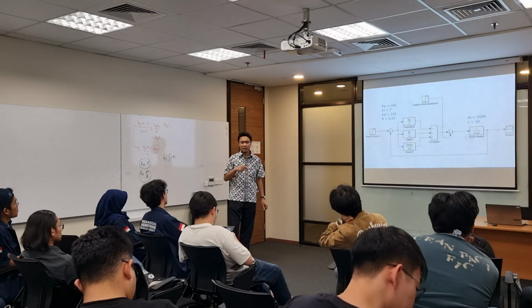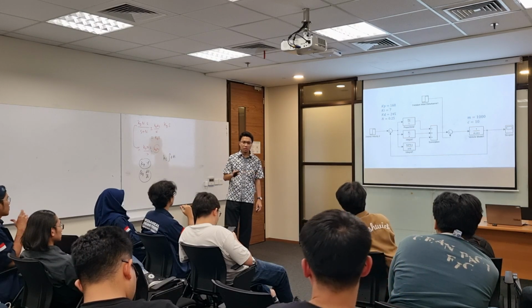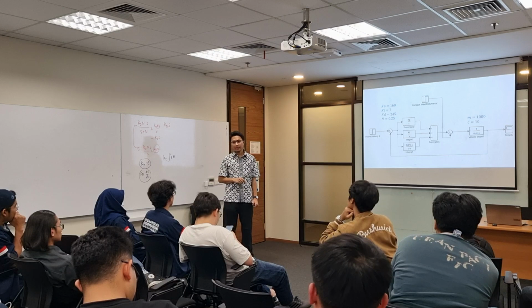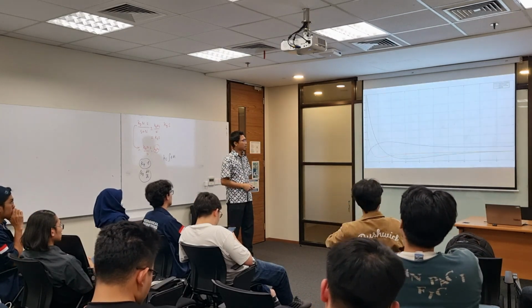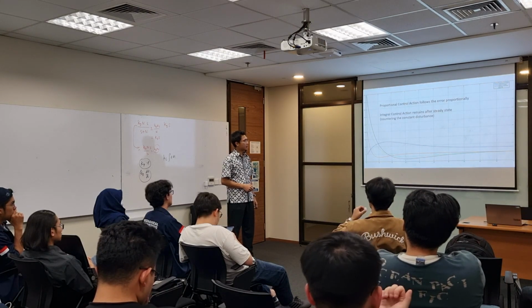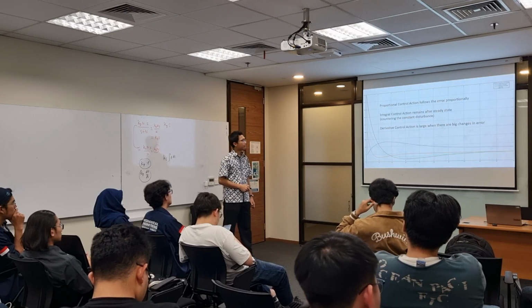PI control is mostly usable for most cases. So the D is for one sudden change in error. Yes, correct, sudden change in error. Okay, which I summarize in here.